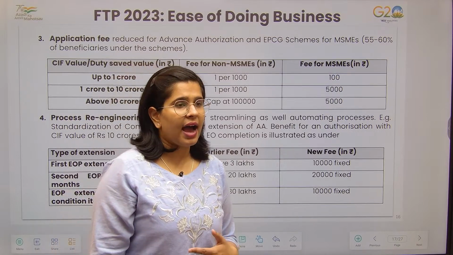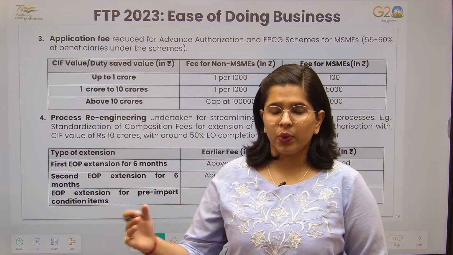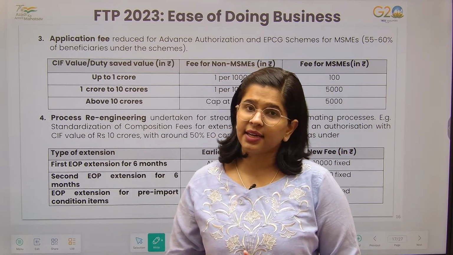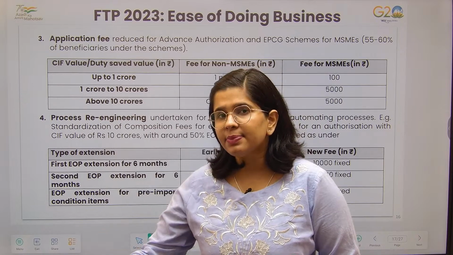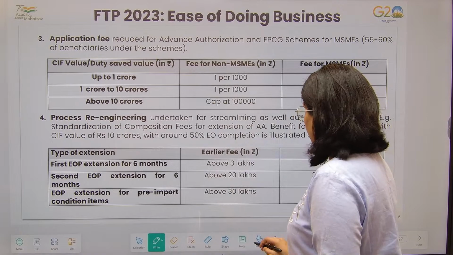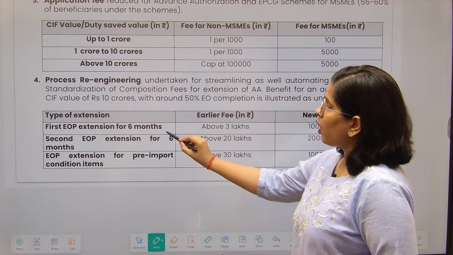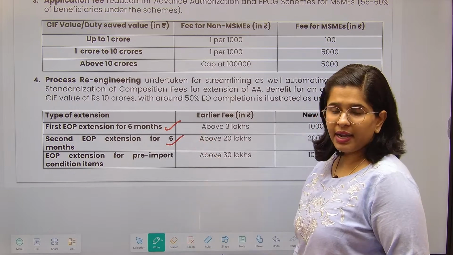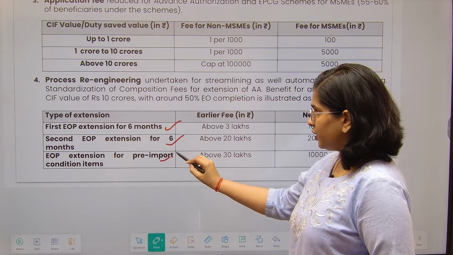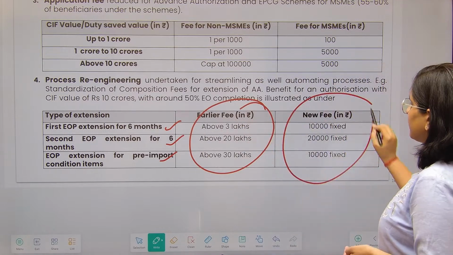Now it could also have happened that 6 years might not be enough and someone wants an extension, correct? Someone says that I am not able to do the requisite exports within a period of 6 years, and dear government, can you increase this period for me? So government says, okay, fine, it is going to depend on the time period and certain other conditions. This was the earlier fees, and now see the new fees.